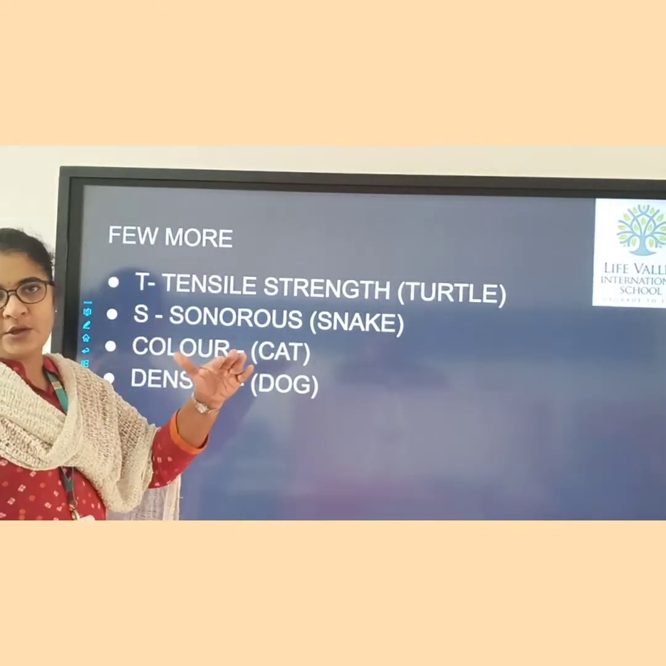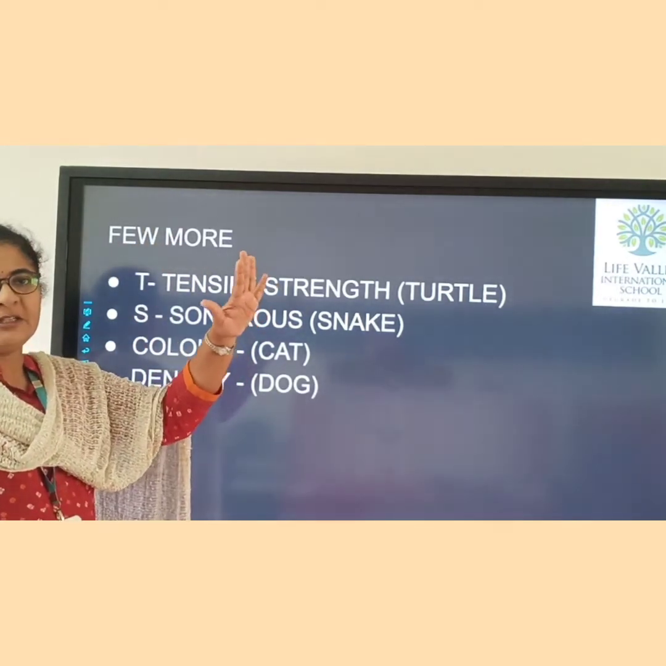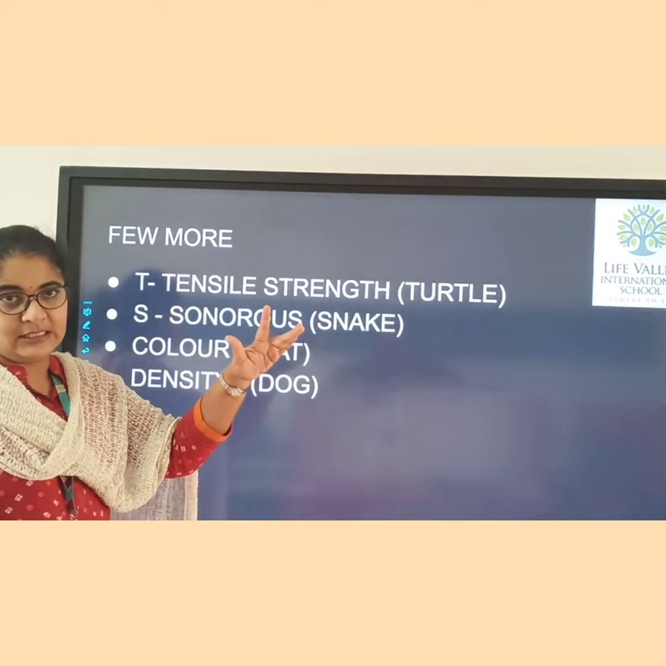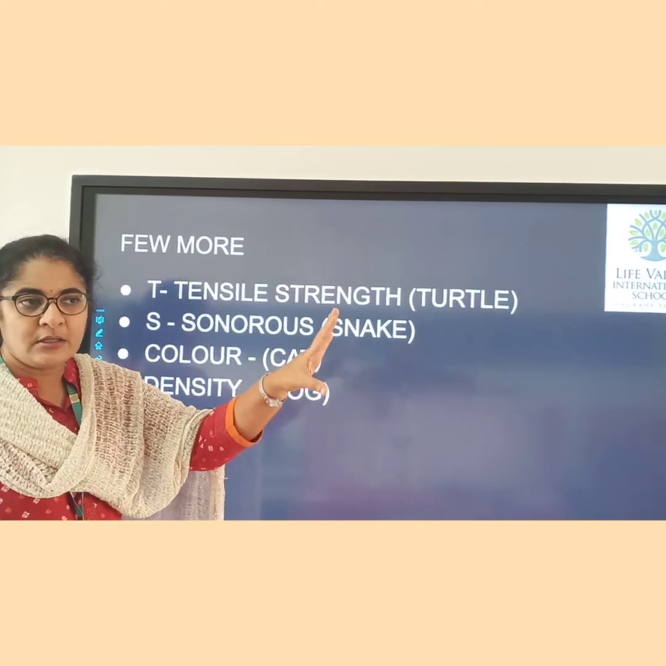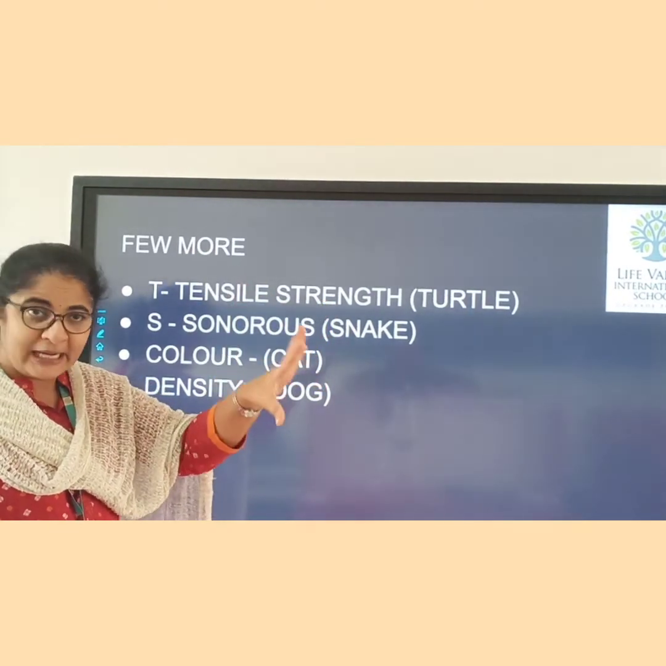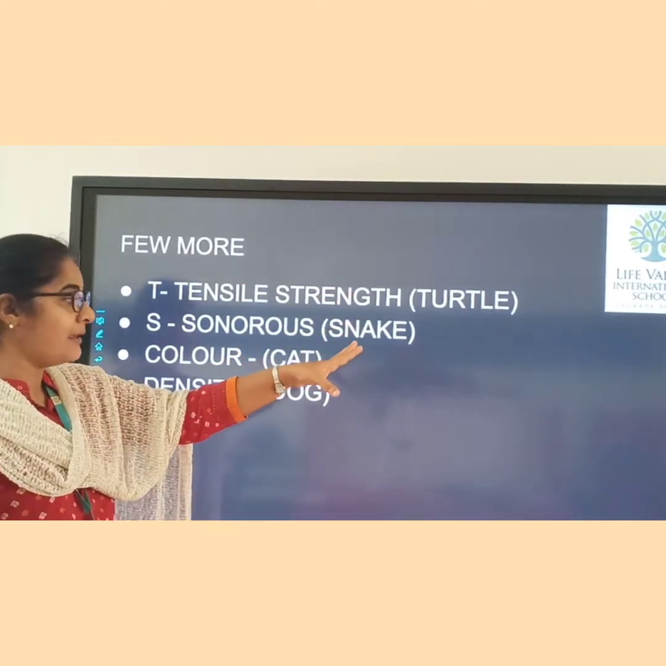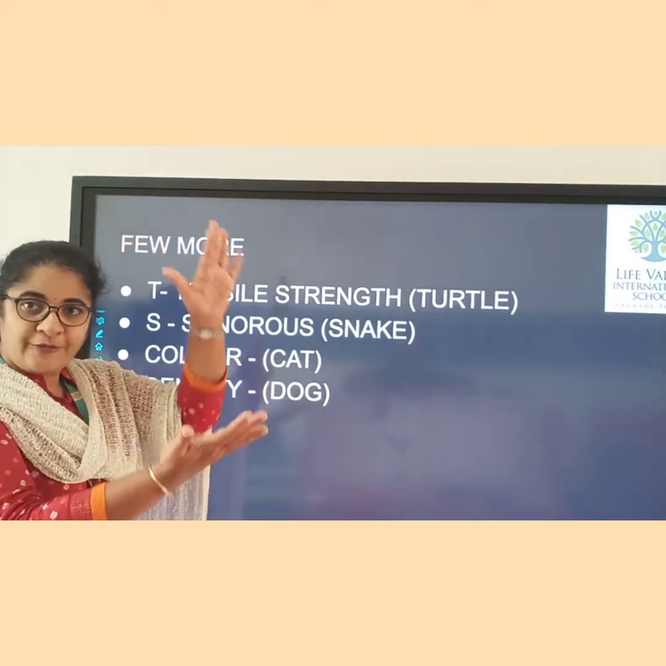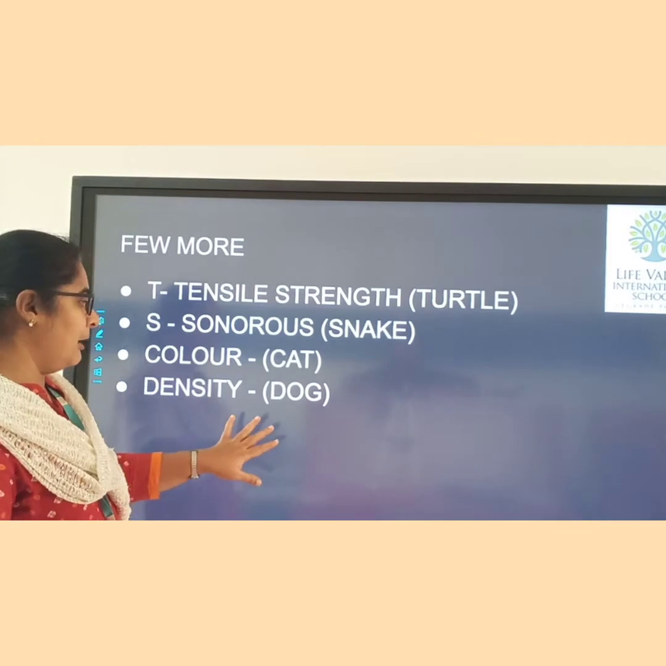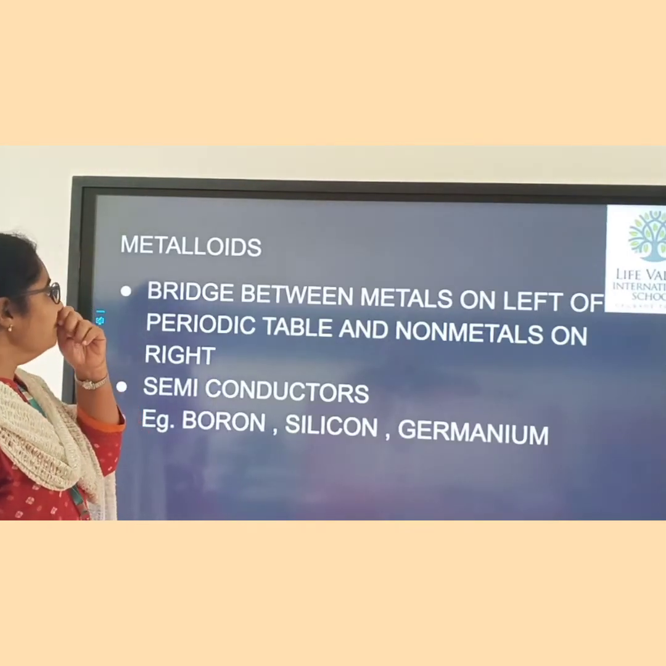So sing this song, Old MacDonald. Malleability, conductivity, ductility. Then he had a lion, he had a horse, he had a monkey, he had a turtle, he had a snake, he had a cat, and he had a dog. So find the complete properties like that.